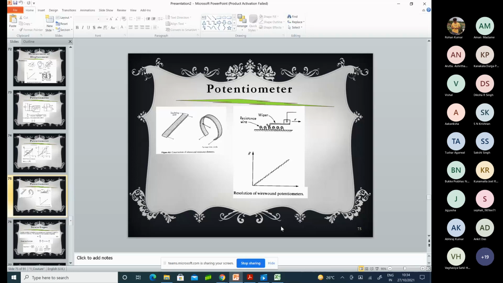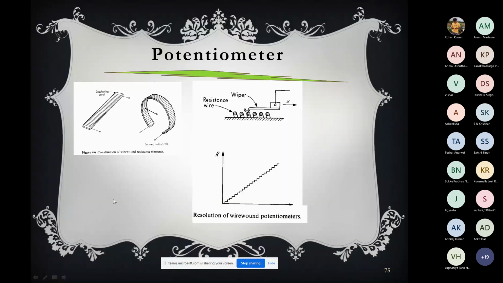Now let's discuss the resolution. In this figure, you can see the construction of a wire wound resistance element. The resistance element is generally constructed for linearity. There will be a bar and then you wind the wire, and for a circular one there will be a circular bar, and you wind the wire around it. In this way you can make a wire wound resistance element.